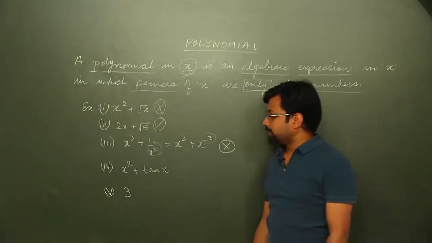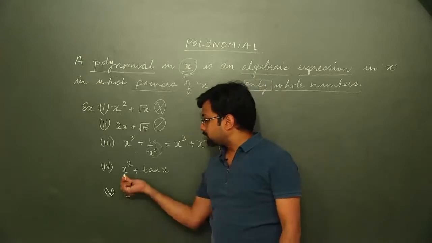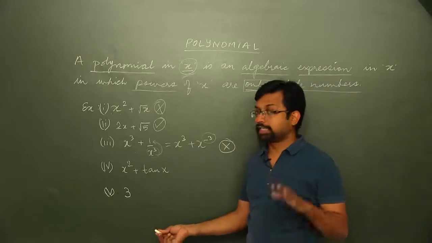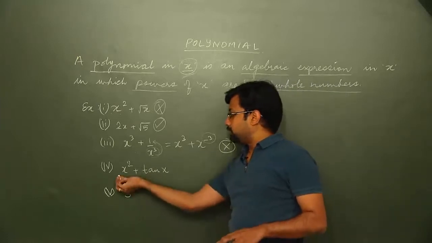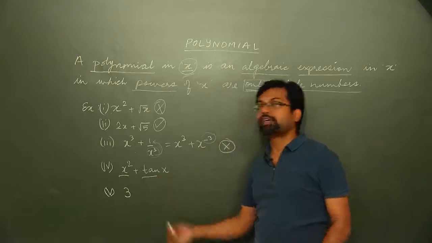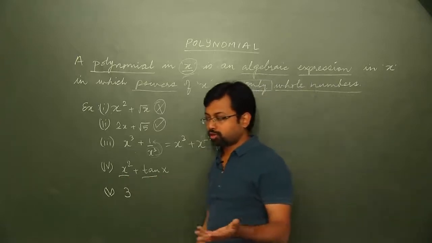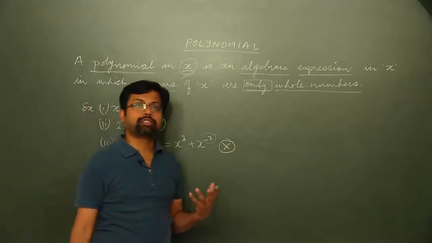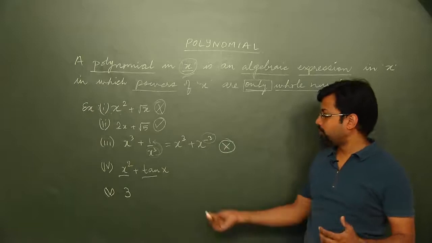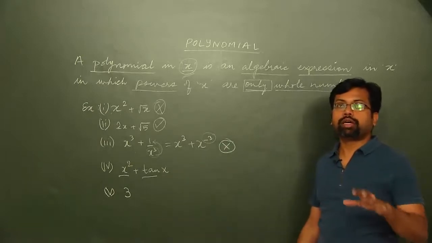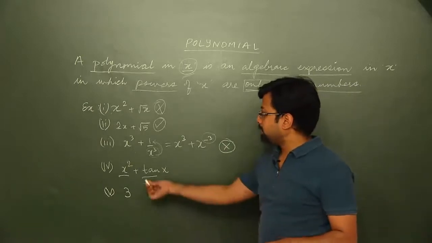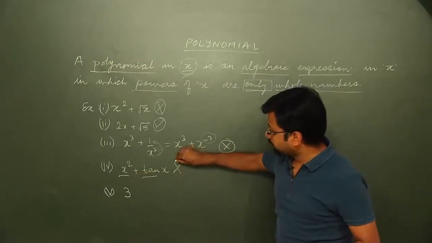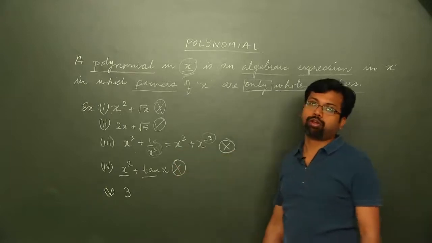The fourth one, it says x square plus tan x. Does this involve just one variable? Yes, it just involves one variable x. But is it an algebraic expression? No. When you start studying trigonometry in class 10, tan theta or tan of any angle is a trigonometric expression. So it is a trigonometric function that we have involved here. It does not involve only addition, subtraction, multiplication and division. Hence this is not a completely algebraic expression. So that condition is violated. Hence it cannot be a polynomial in x.